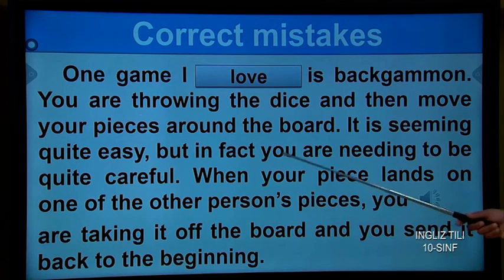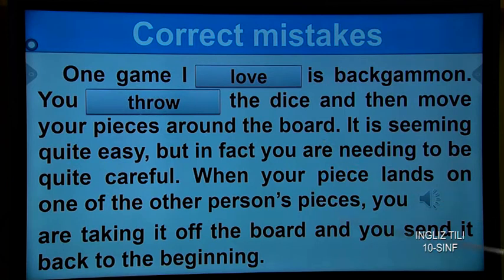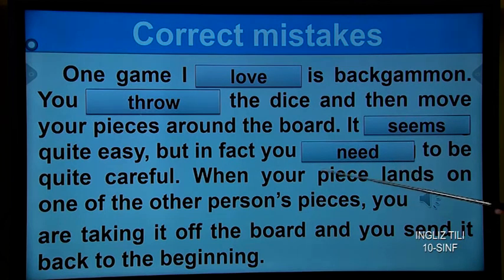We will continue together. You are throwing the dice and then move your piece around the board. In this part, you throw. Because it is a rule, with rules we have to use present simple tense. And the next, it is seeming quite easy, not seeming. It is also a stative verb. It seems quite easy, but in fact you are needing to be quite careful. Need is also a stative verb. We cannot use present continuous tense. Here we have to use need, but in fact you need to be quite careful.